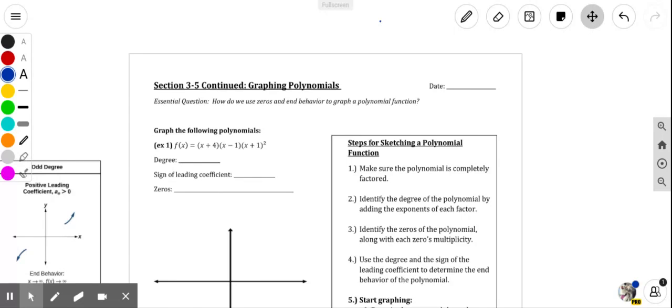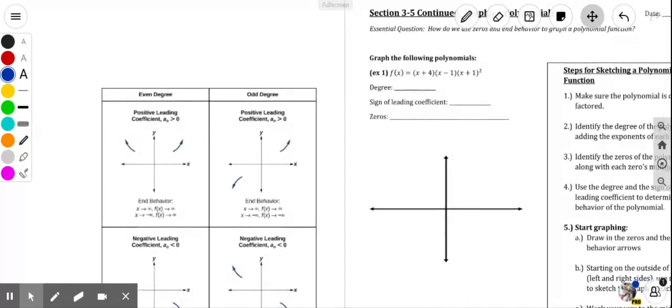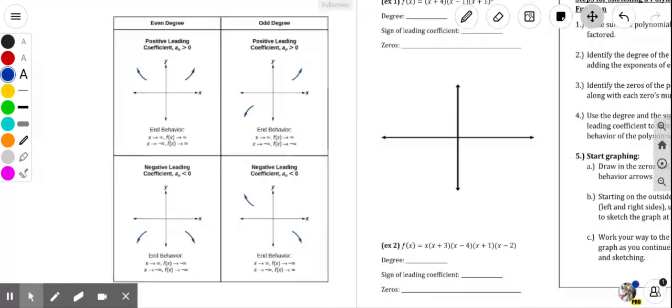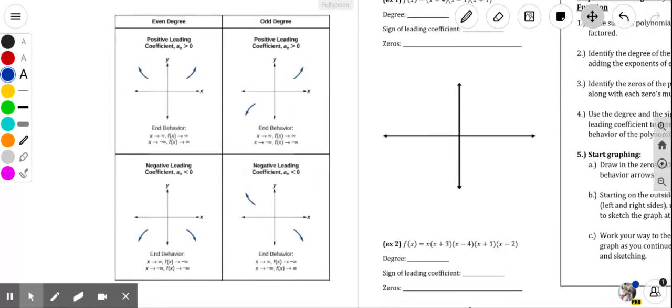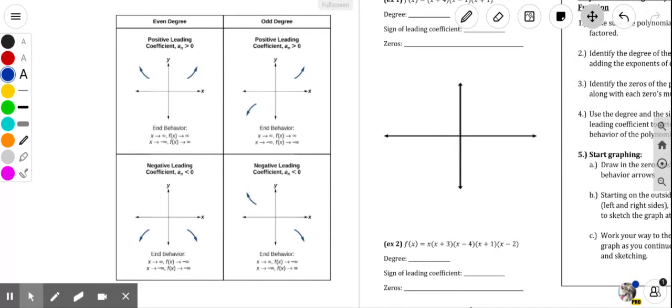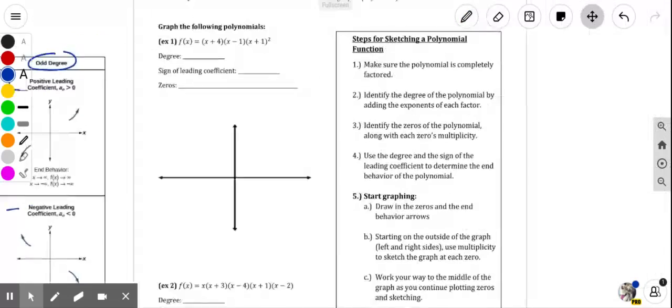One thing that I added off to the side here, and I'll add this on Classroom, is this end behavior chart, which I'm going to keep referencing throughout this lesson. Just remember, we learned this earlier in the year. This column is even degree, positive leading coefficient, negative leading coefficient. This is odd degree, positive, negative. So it just shows what the end behavior looks like, and it's really important for graphing. You need to know what the end behavior looks like.